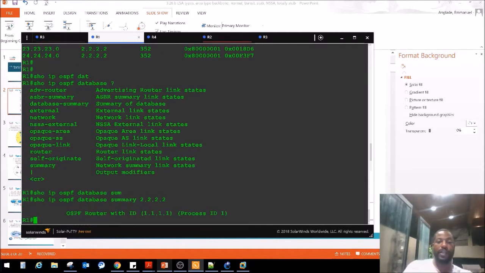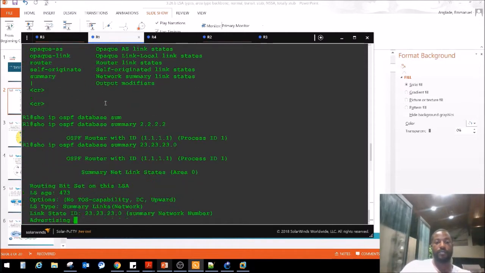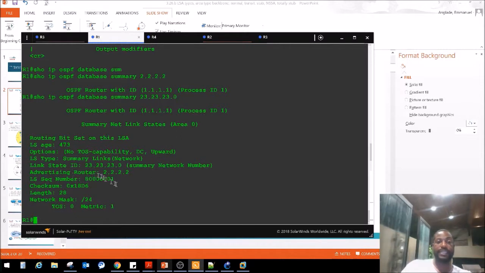Nope, that's not what we wanted. So let's do it by that IP address. That's actually the link state ID. So let's do that. And there it is. That's the type 3 LSA, I believe. Correct me if I'm wrong, but I believe this is the type 3 LSA that we were wanting to look at.